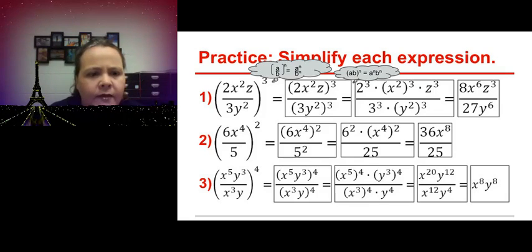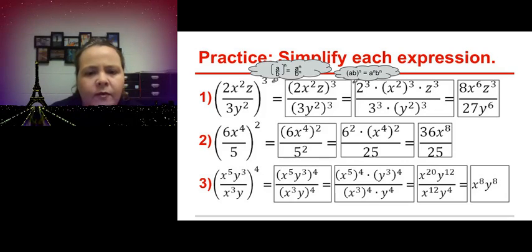And in our third and final example, we have x to the 5th y cubed over x cubed y all raised to the 4th power. And x to the 5th y cubed raised to the 4th power, then divided by x to the 3rd y raised to the 4th power after using our quotient rule. Now, if we use our product rule, we have x to the 5th to the 4th power times y to the 3rd to the 4th power. Then we have x to the 3rd to the 4th power times y to the 4th. When we simplify, that becomes x to the 20th y to the 12th, and then x to the 12th y to the 4th.